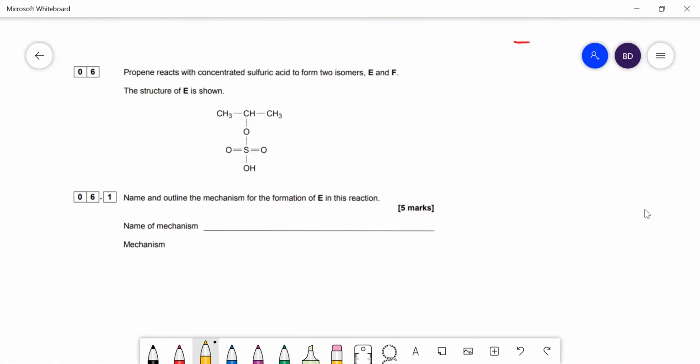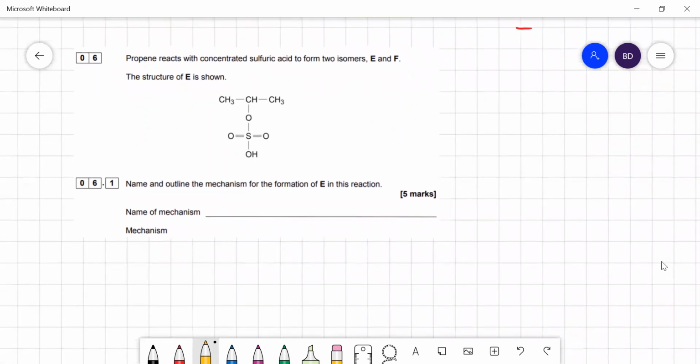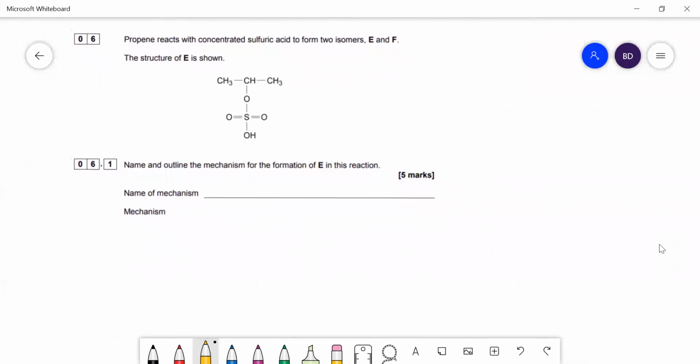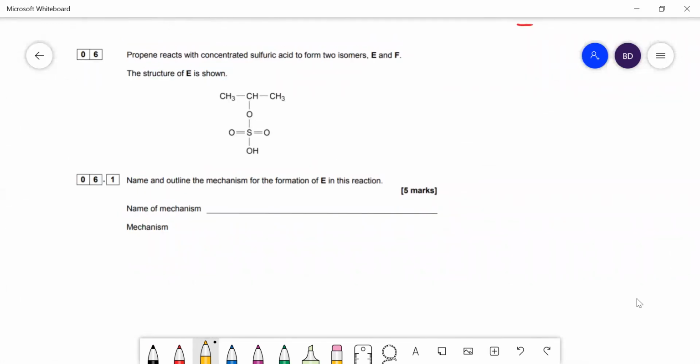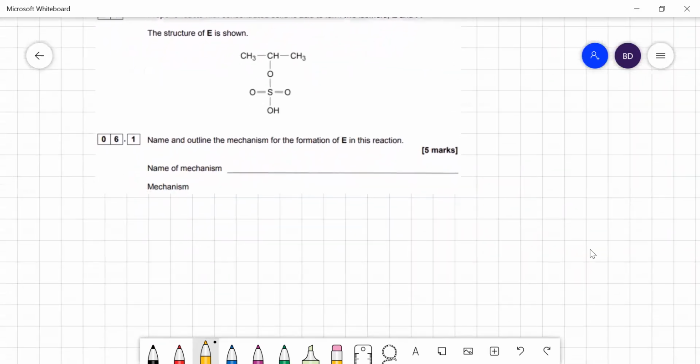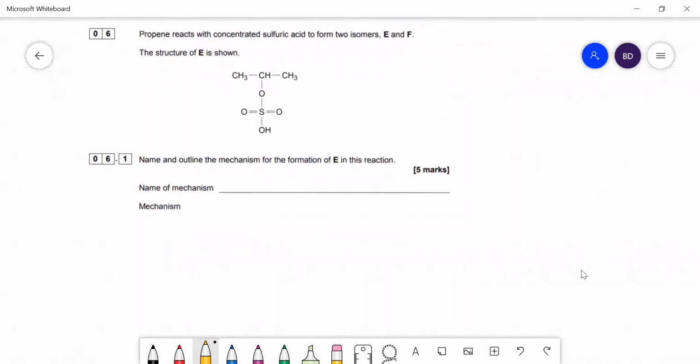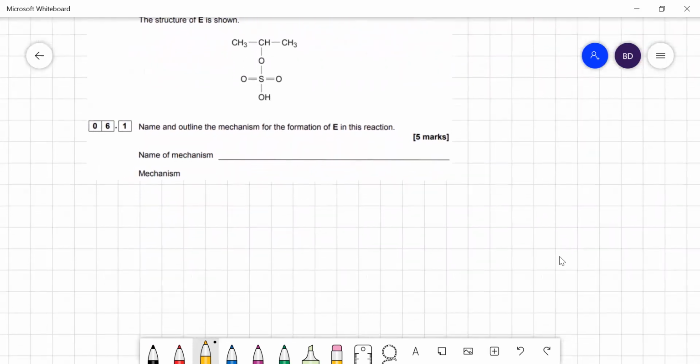Propene reacts with concentrated sulfuric acid to form 2 isomers E and F. Okay, so let's talk about the mechanism then. Propene is an alkene, and it's going to undergo electrophilic addition. Okay, so let's draw the mechanism.